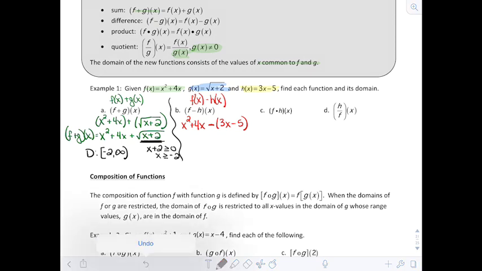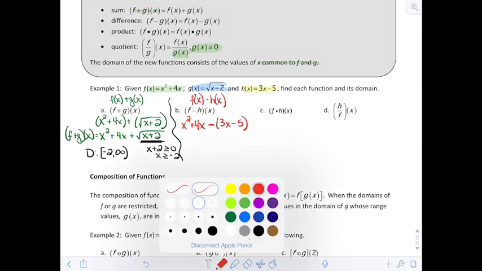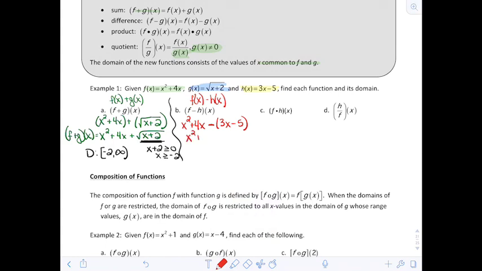The next step I'm going to take is to rewrite this without parentheses. So x squared plus 4x minus 3x and minus a -5 is plus 5. Now when I combine my like terms, x squared 4x minus 3x is plus 1x plus 5. So this is my function f minus h of x. And there are no restrictions on these domains. These are polynomials. There's nothing we can't plug in for x. So my domain is from -infinity to infinity.